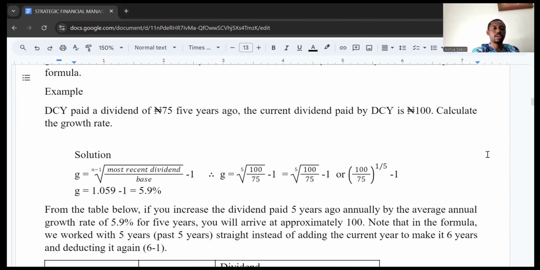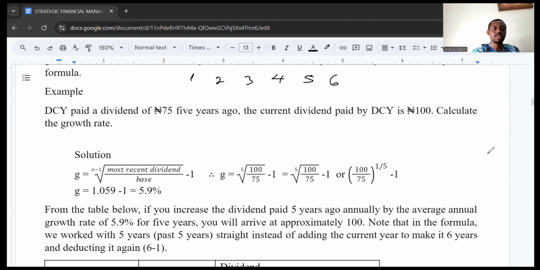Let's just come here. DCY paid a dividend of 75 naira 5 years ago. The current dividend paid by DCY is 100. Calculate the growth rate. So we have 1 year ago, 2 years ago, 3 years ago, 4 years ago, 5 years ago, plus the current year, 6 years. So how do I calculate this?